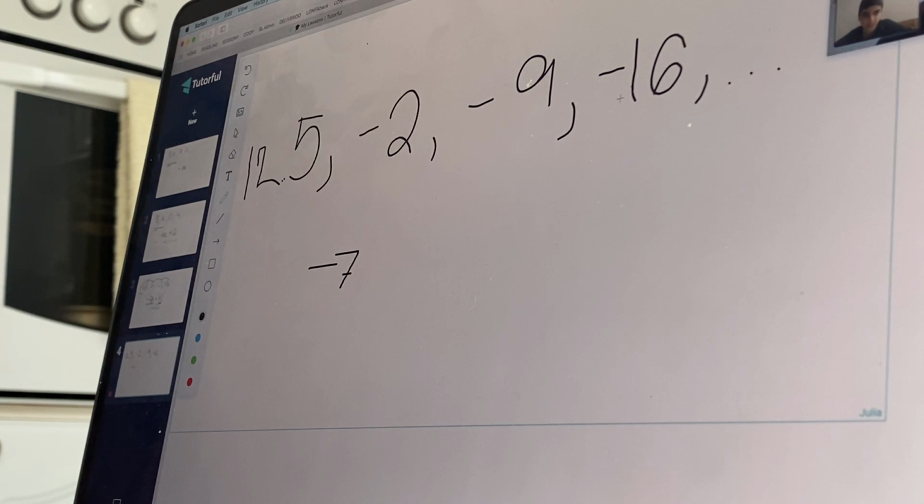3. So that would take us to the third term. What if we make it more general and say the nth term? Where does that take us? So minus 7 times what tells us the nth term? It'd be minus 7n.